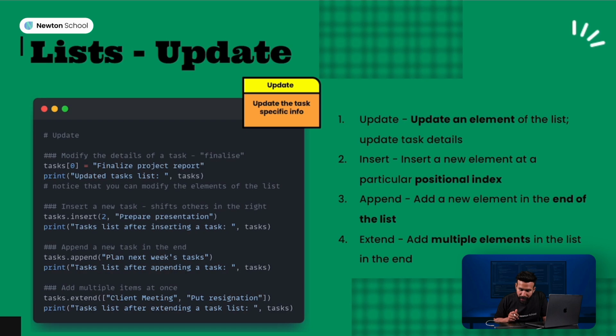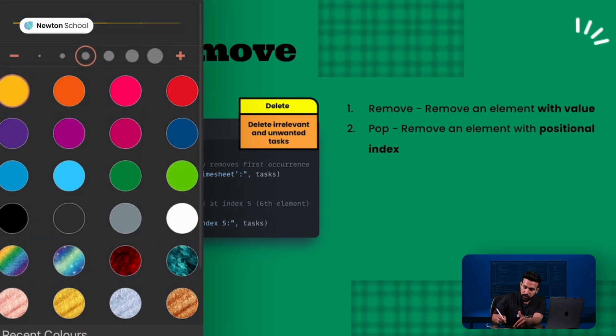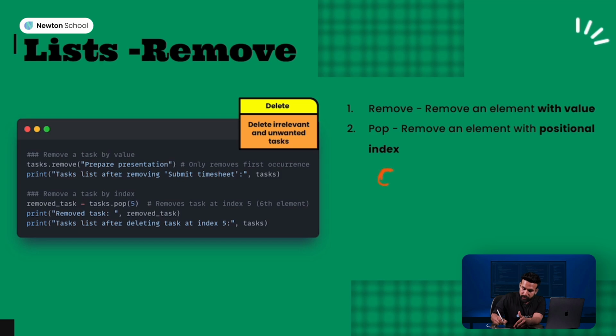Now we will get to update. How should we update it? We'll discuss this in the next video. We are done with most of the operations on a list. We have done C, create, R, read, U, update, and now we are left with D, delete.